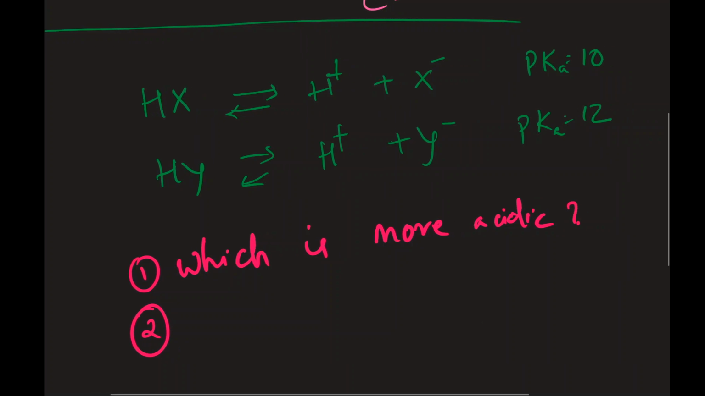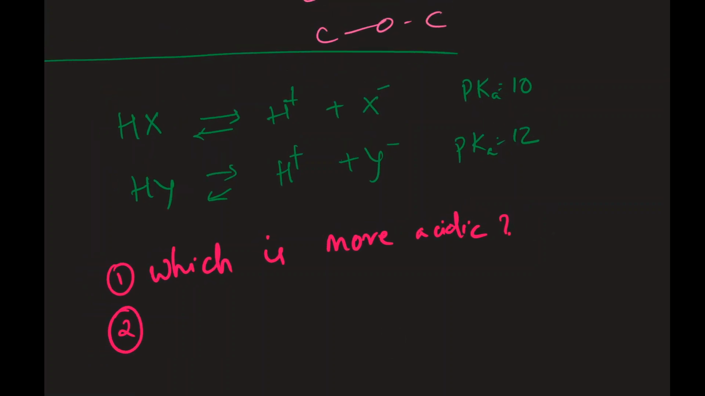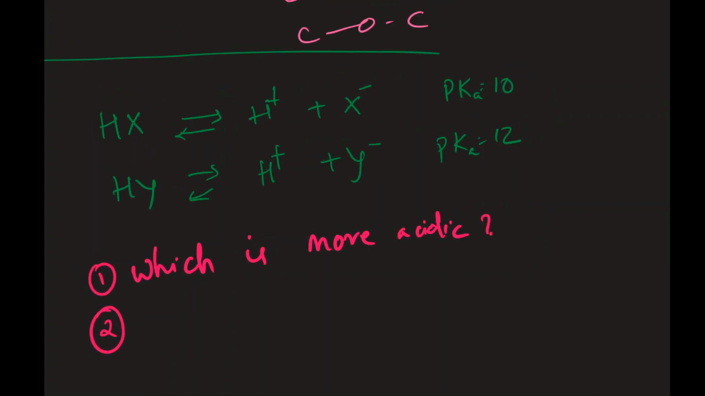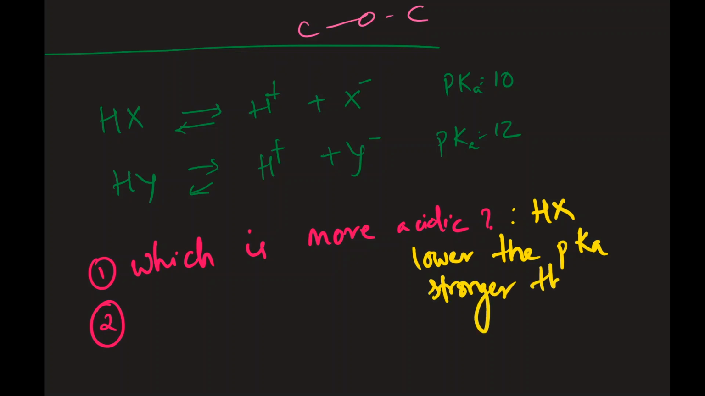So pause your video and try to answer. If you cannot answer, revise, then come back to this section. So what's the rule? Lower the pKa, stronger the acid is. You can put that rule in there. So obviously the stronger acid would be HX. So the answer is, the lower the pKa value, the stronger the acid.